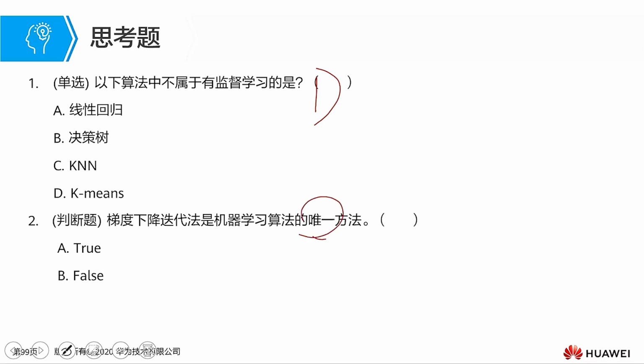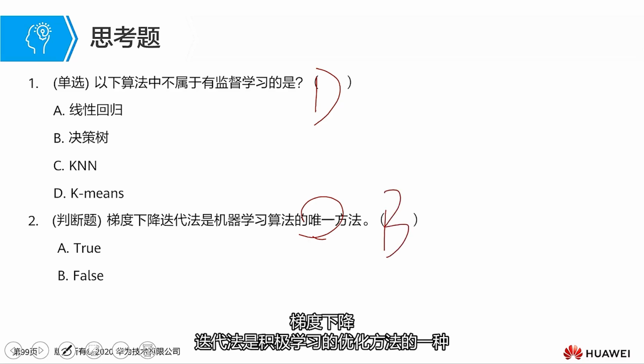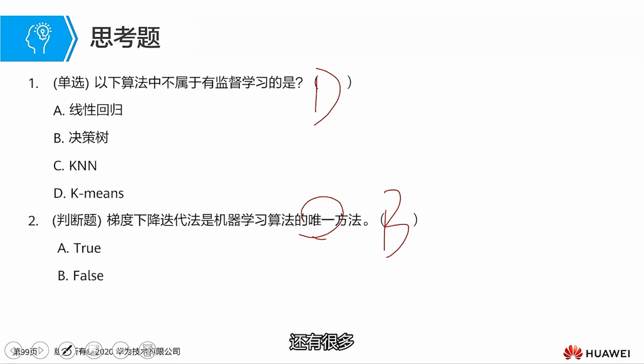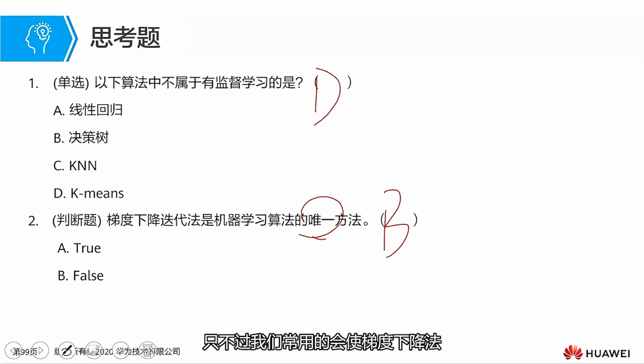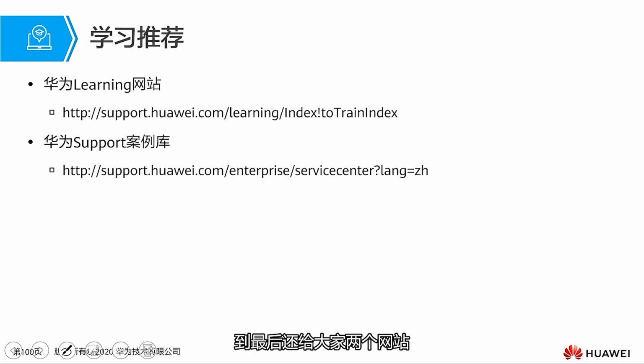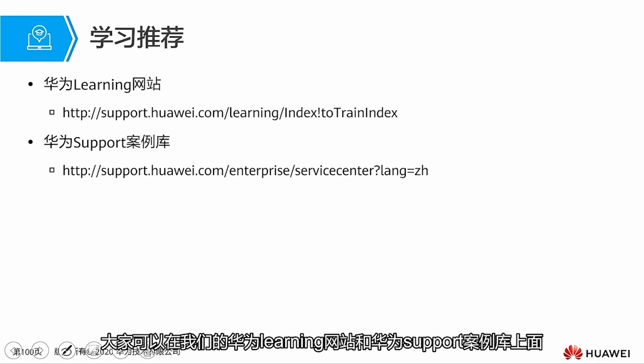So the second question is a true or false question. Gradient descent iterative method is the only approach for machine learning algorithms. I believe the reaction everyone has when they see it should be that it's a mistake. Gradient descent iterative method is one of the optimization methods in machine learning. There are many other optimization methods, such as Newton's method, that can accomplish the same task. However, the one we commonly use is gradient descent method.